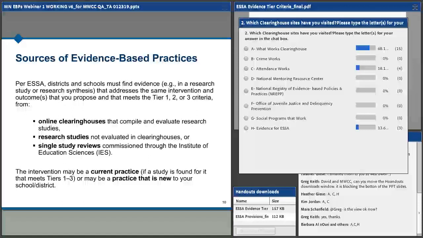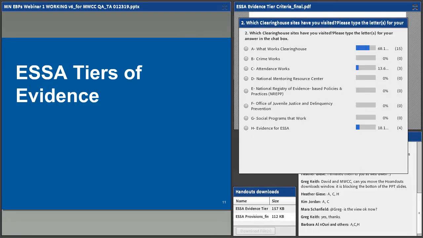One more key point I want to make here, though, is that whether you're talking about a current practice or a practice that is new, these requirements apply. You can't just rely on past experience and say, this is what we've been doing, it's been working in the past, based on my experience, we're going to keep doing it. That does not meet tiers 1 to 3.